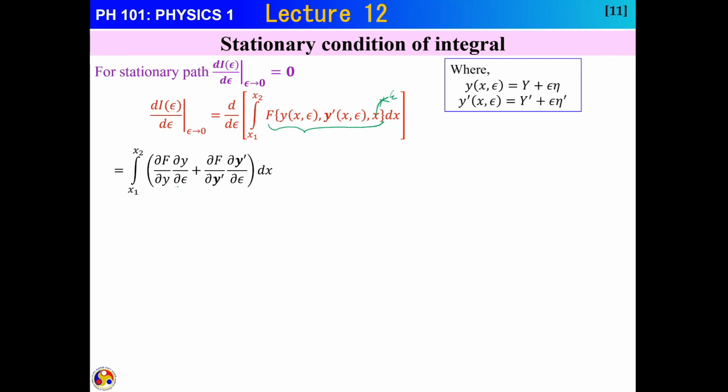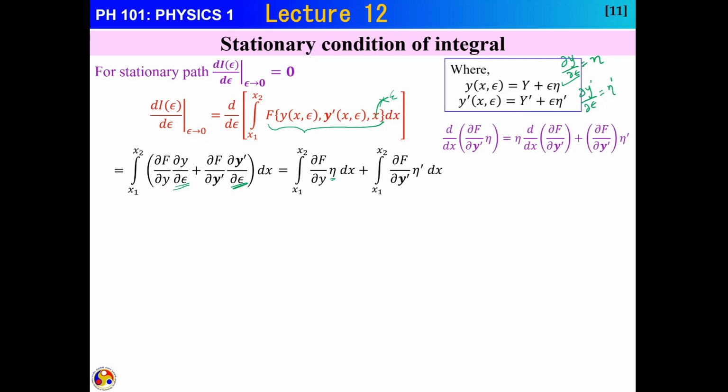Now what is the value of the partial derivative of y with respect to psi? Because you know what y is, it is the original stationary path plus psi eta. If I take the derivative of this y with respect to psi, it will be simply eta. Similarly, for the function y prime, it will be eta prime, right? So now we can substitute those values here. So eta is placed here and eta prime comes here.